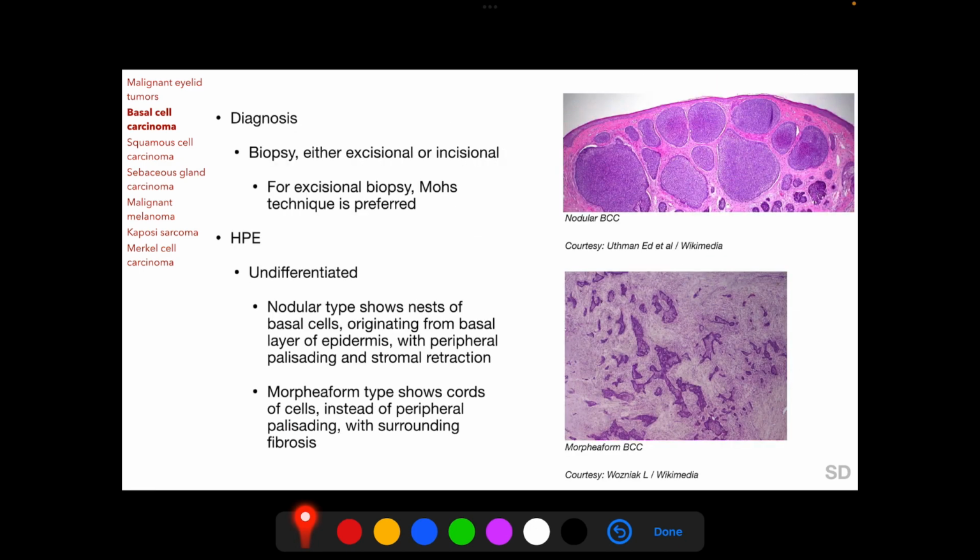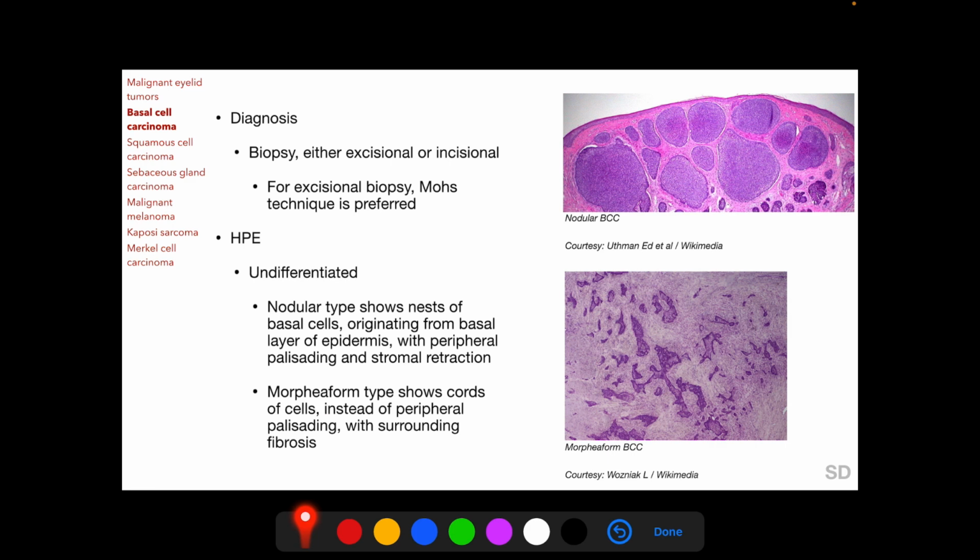For diagnosis, a biopsy is required, either excisional or incisional, and when an excisional biopsy is performed, the Mohs technique is preferred, as we have discussed earlier in this session. On histopathological examination, the most common form of BCC found is undifferentiated BCC, which in the clinically nodular BCC shows nests of basal cells originating from the basal layer of the epidermis with peripheral palisading within the cell nests and retraction of the stroma away from these cell nests.